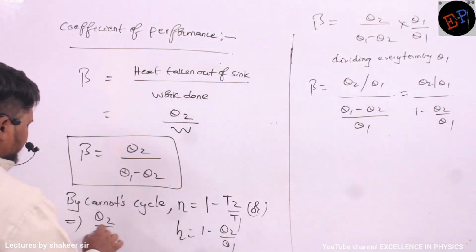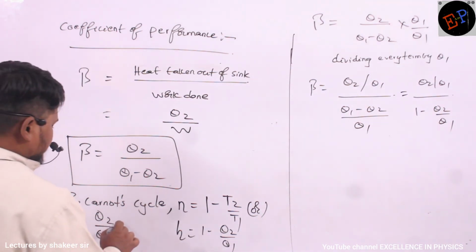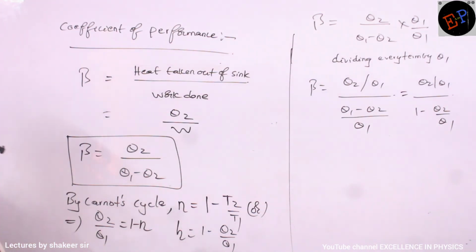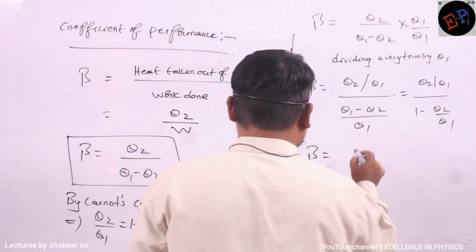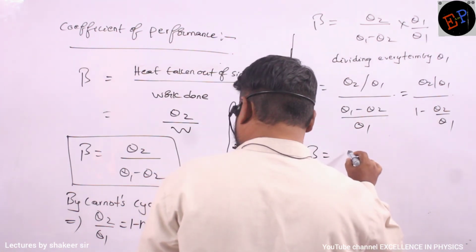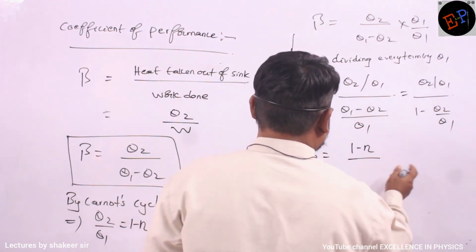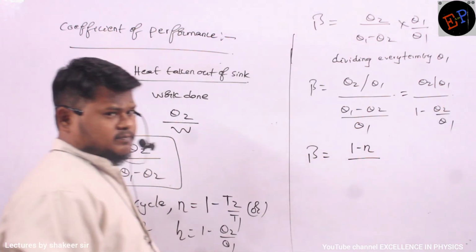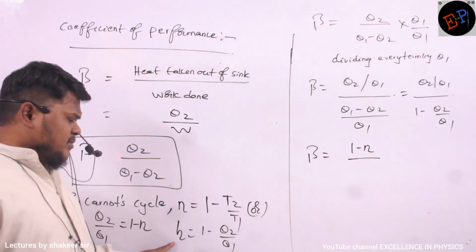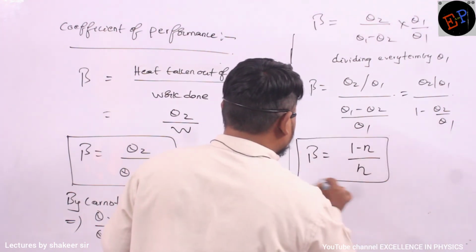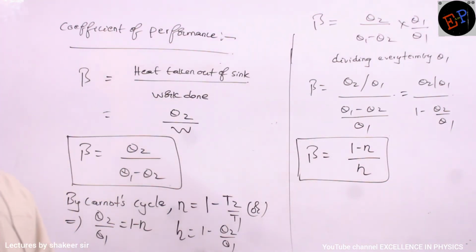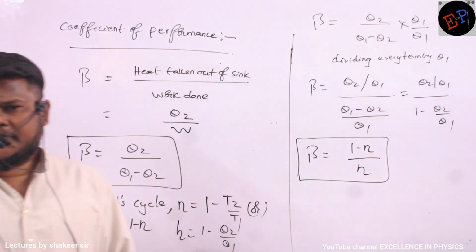So what is the value of Q2 by Q1? Q2 by Q1 is nothing but 1 minus efficiency. Take this value and substitute there. Therefore, beta is equal to 1 minus efficiency divided by 1 minus Q2 by Q1. And 1 minus Q2 by Q1 is nothing but efficiency, so divided by efficiency. This is the relation between the coefficient of performance and the efficiency of a heat engine.